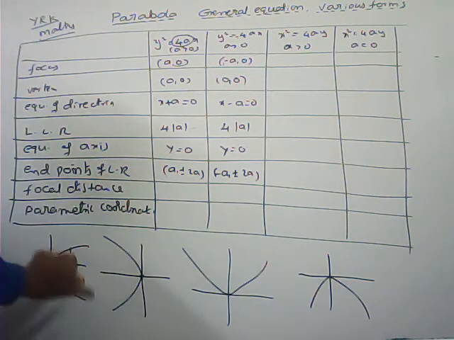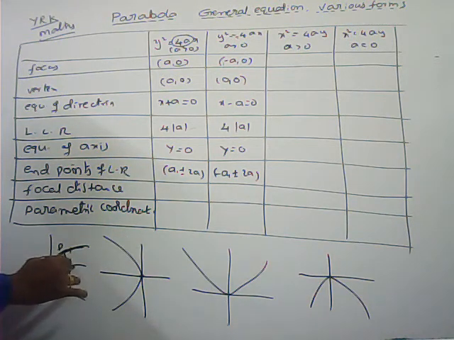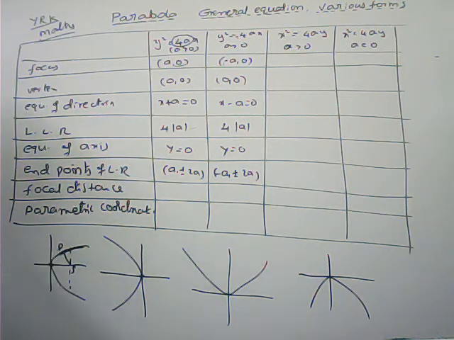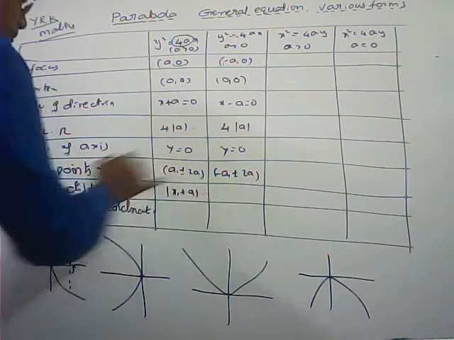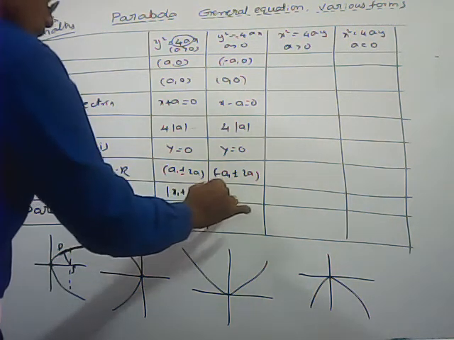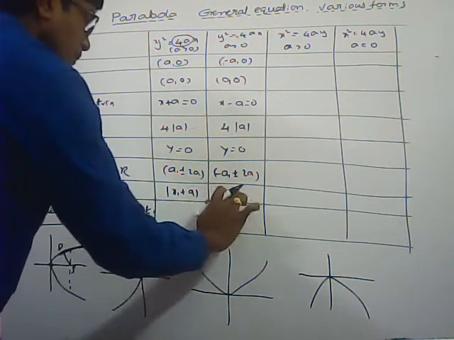Focal distance: see here, take any one point on the parabola. For example, if I take one point P, the distance SP we say is the focal distance only. That one we can get as x1 plus a. Here also we can get x1 plus a. But here the a value is negative, that's why x1 minus a.